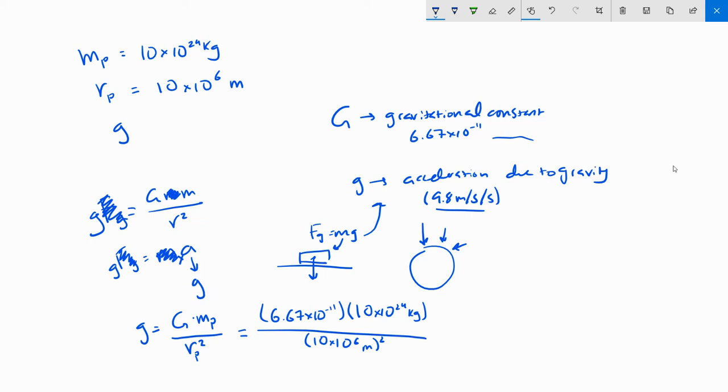So let's plug it into the calculator: 6.67 times 10 to the negative 11th times 10 to the 24th power divided by 10 times 10 to the sixth power squared. And that's going to give me 6.67, which makes sense because these numbers are all tens. 6.67, what would our unit be? What would our unit be on Earth? Meters per second per second.